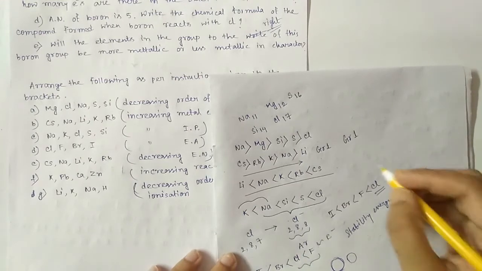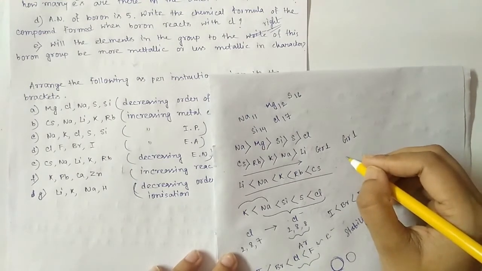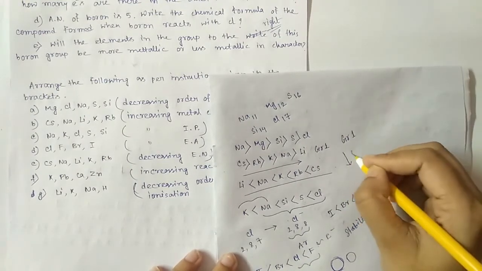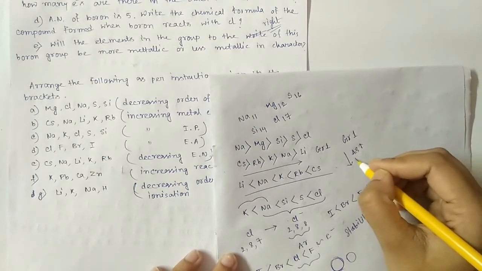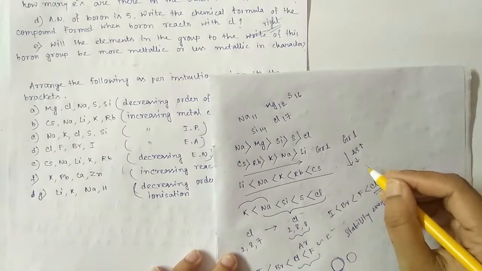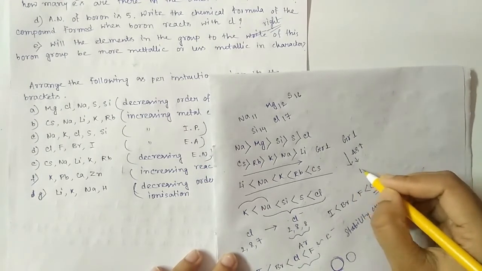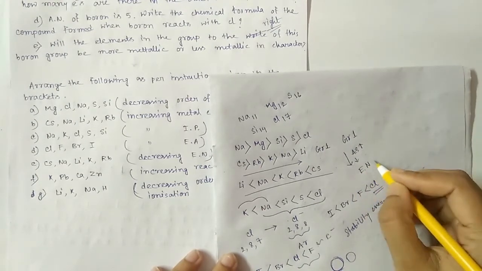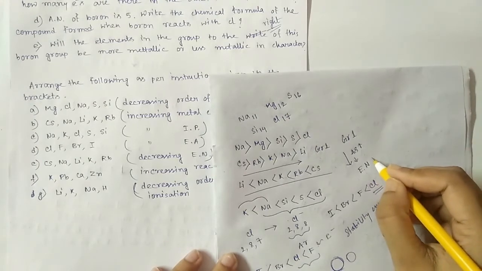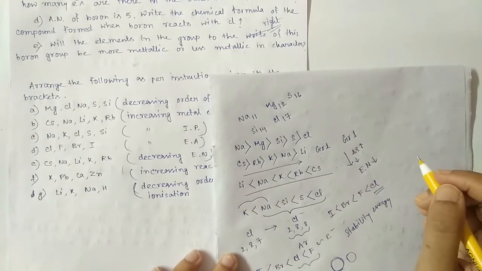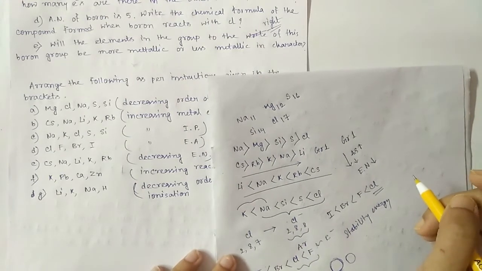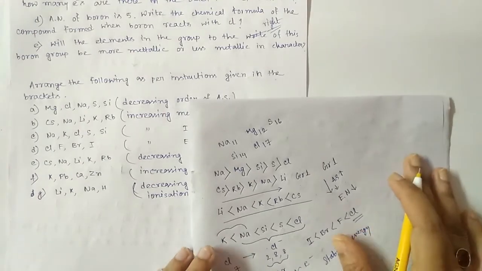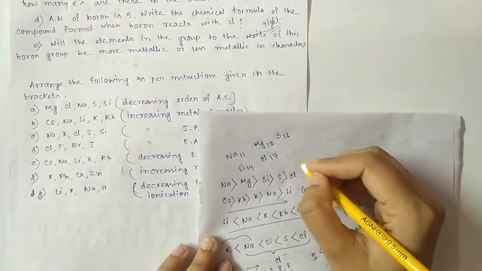So along a group, if we move from top to bottom, we'll see that the atomic size is increasing, thus the effective nuclear charge is reducing, and finally for this reason the electronegativity is also decreasing. Electronegativity, I have told you what it is, and if you watch my earlier video, definitely you will understand what electronegativity is. So the final answer will be like that.